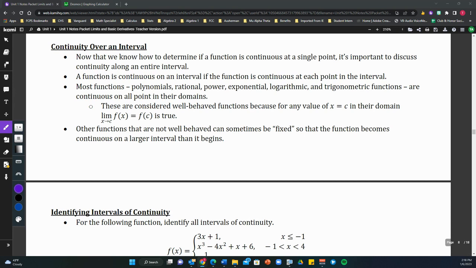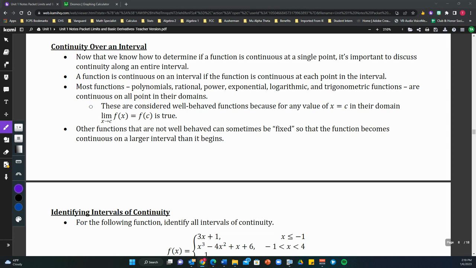Again, most functions that we've seen and worked with in the past, those would include polynomials, rational functions, power functions (power functions are really just single x squared functions), exponential, logarithmic, and even most of our trig functions, except tangent and the reciprocal ones, are continuous on all points within their domains. Those are considered well-behaved functions because if we pick any value of x equals c that's actually in their domain, then that third condition for our test for continuity is true.